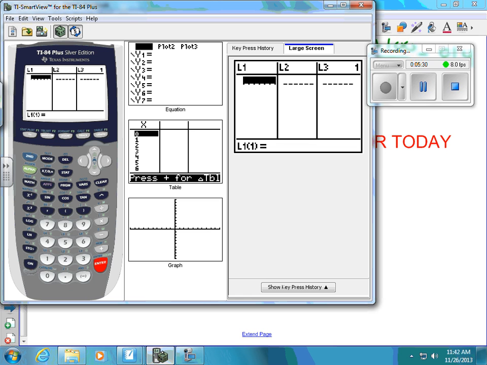Okay, Stat, Edit, and then we're going to go to List 1. Now let's say I had numbers in here. I'm just going to put random numbers in, and I want to delete every one. I can go up to the top of List 1, and if I hit the Clear button and Enter, it deletes them all for me.